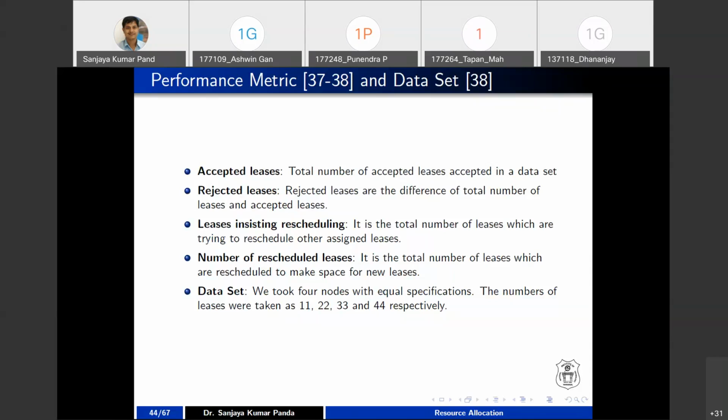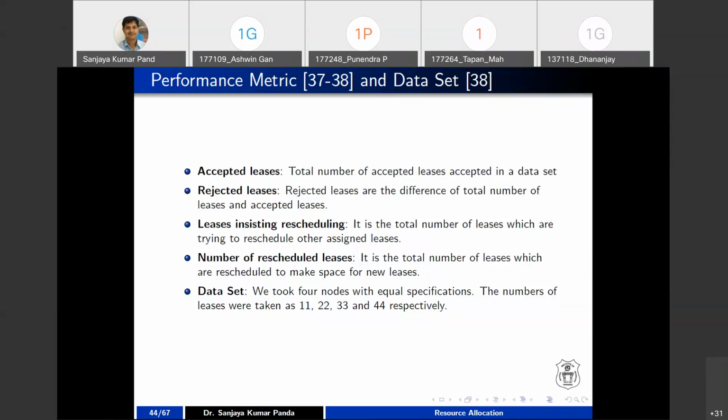So you have to calculate, in a particular scheduling, the total number of leases which are trying to reschedule other assigned leases. It is insisting, whether it is accepted or you do the rollback, we do not know. If you are rescheduling, then you take the number in the fourth parameter, called rescheduled leases. When L4 comes, you reschedule L1, L2, L3 in order to accommodate L4. That lease you count as a number of rescheduled. How many leases are rescheduled for L4?